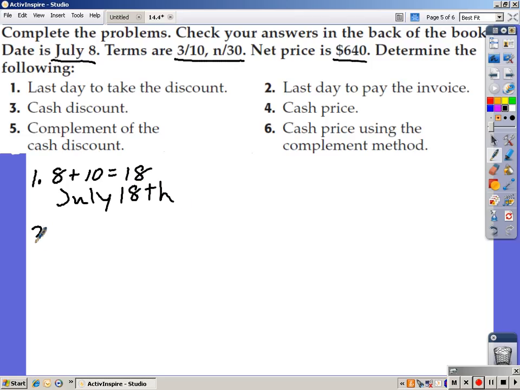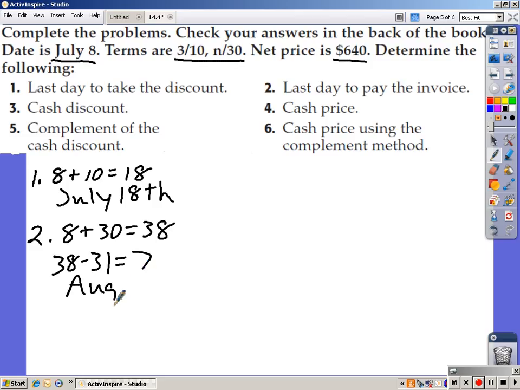Number 2, last day to pay the invoice. Again, we start with July 8th. They're giving me 30 days. 8 plus 30 is 38. Now, again, hopefully you know how many days July has. July has 31 days. 38 minus 31 is 7. August is after July, so August 7th is the date that everything must be paid by.